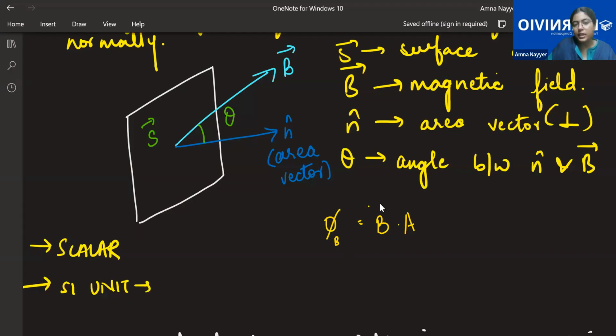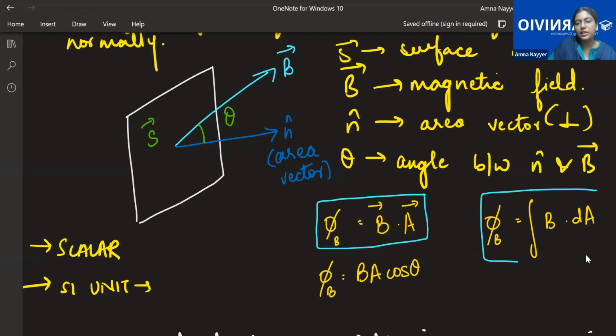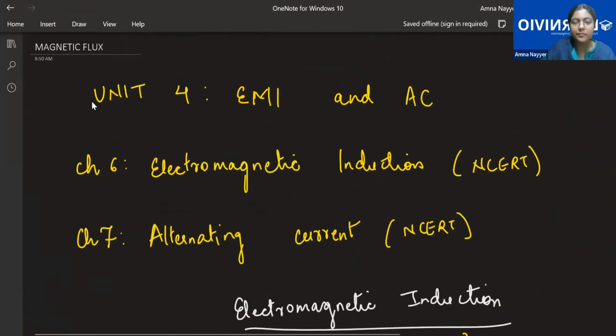So yes, this is equal to B dot A, which can be written as integral of B dot dA. Also, see, this is B. B is the magnetic field. A is the area, right? This can be expanded as B A cos theta. So which formula do you have? One formula is this. Second formula is this. Write down, note down these things properly.